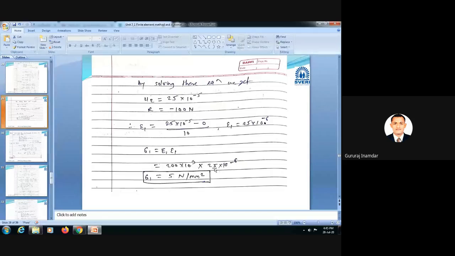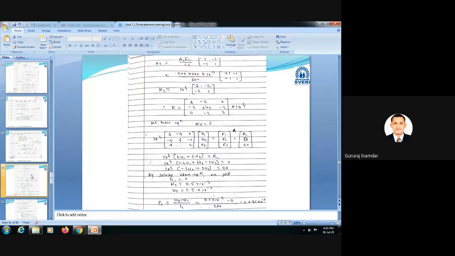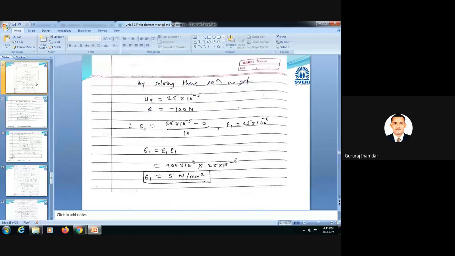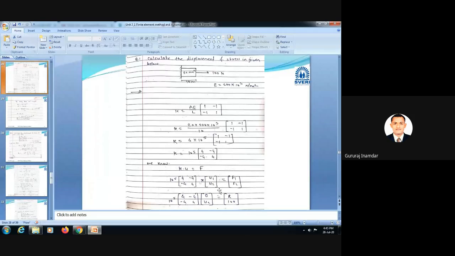So epsilon is equal to U2 minus U1. Definitely we know the formula. Epsilon, strain, is nothing but change in displacement upon length. Change in displacement: we got U2. U1 we have taken as 0 here. Why have we taken U1 as 0 here? In the problem, U1 is fixed.